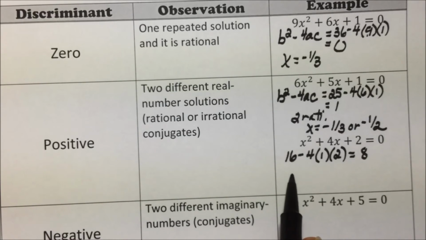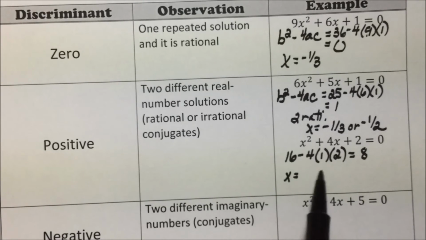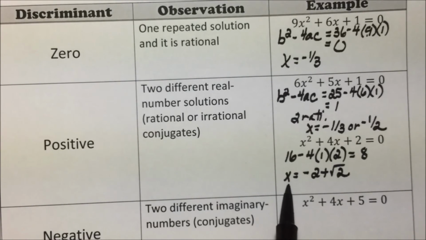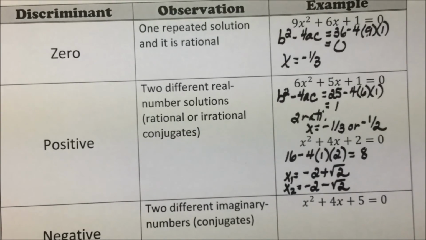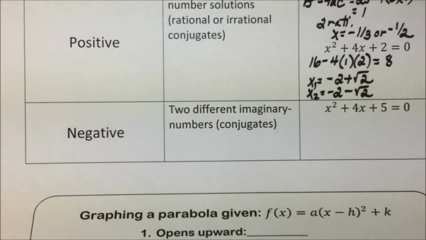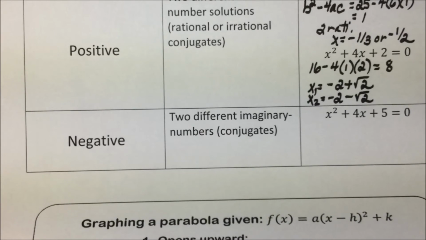And as a matter of fact, again, if we did solve completely, we would find that the solutions are x1 equals -2 plus square root of 2, and another solution, if I use subscripts for the different roots, we would end up with its conjugate, -2 minus square root of 2. The other possibility for the discriminant, besides being 0 or positive, is that it can be negative. If the discriminant turns out to be a negative number, it means that we will end up with two different imaginary numbers that happen to be conjugates of one another.